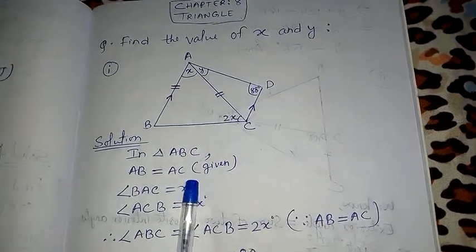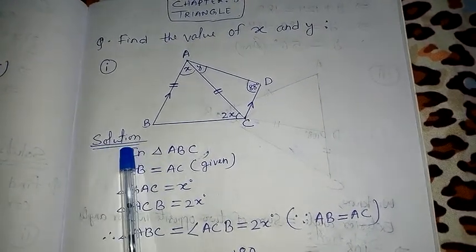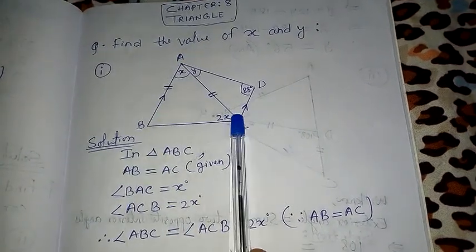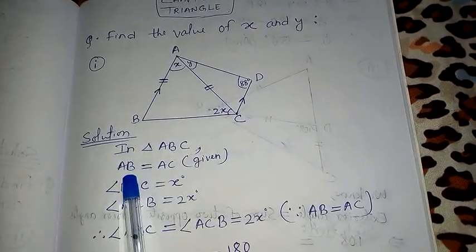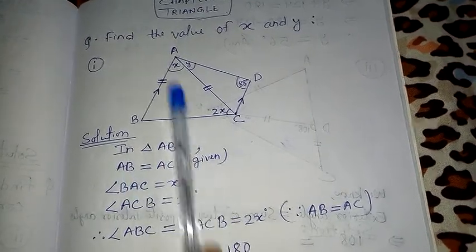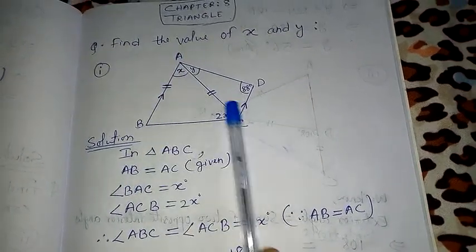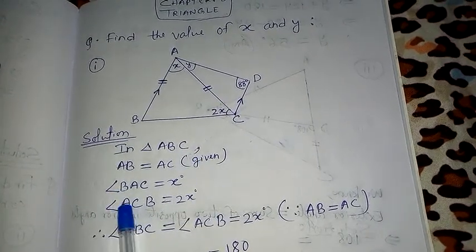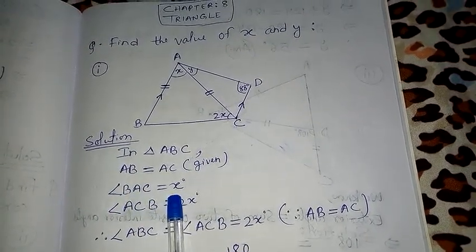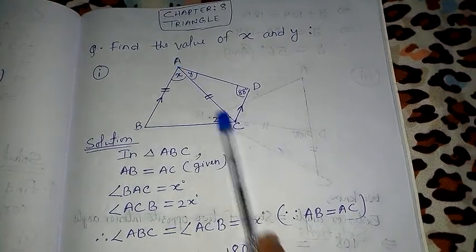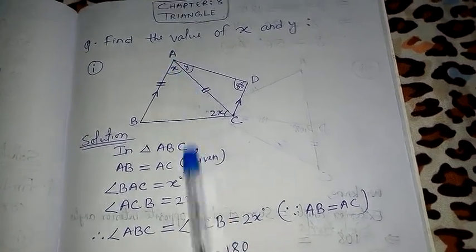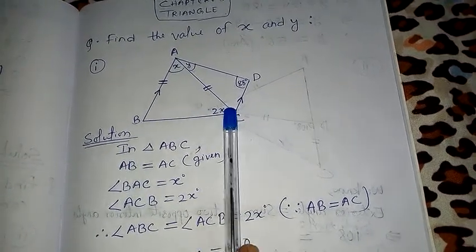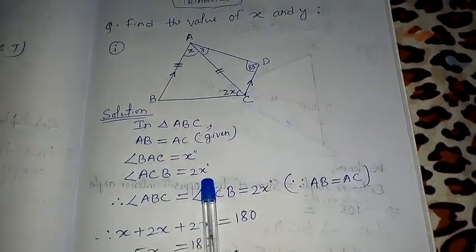So how to find? Let us start. My solution starts here. In triangle ABC, I have taken this triangle. In this triangle, AB is equal to AC, because you can see this symbol. Now it is given that angle BAC, that means angle A, is x degrees, and angle ACB, that means angle C, is 2x degrees.